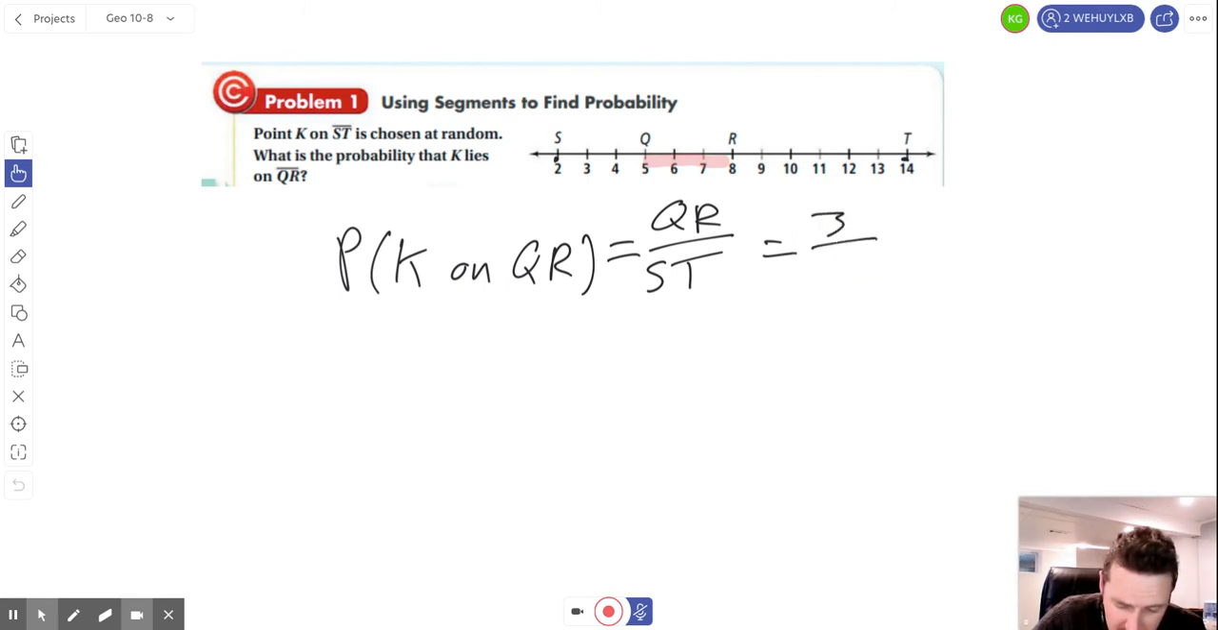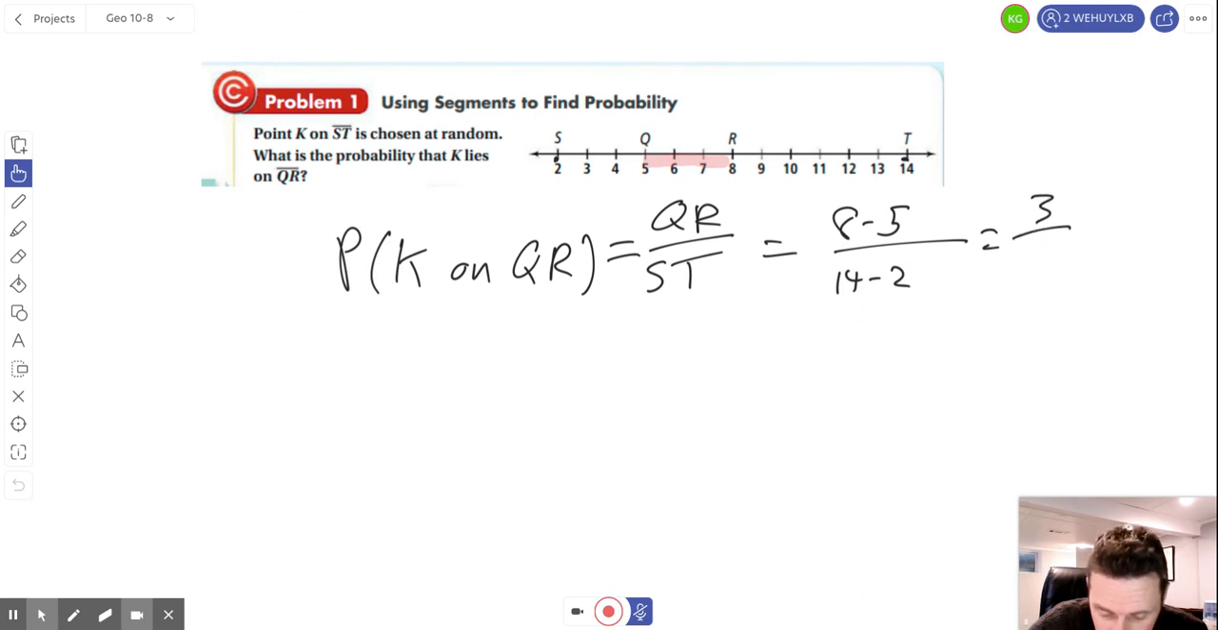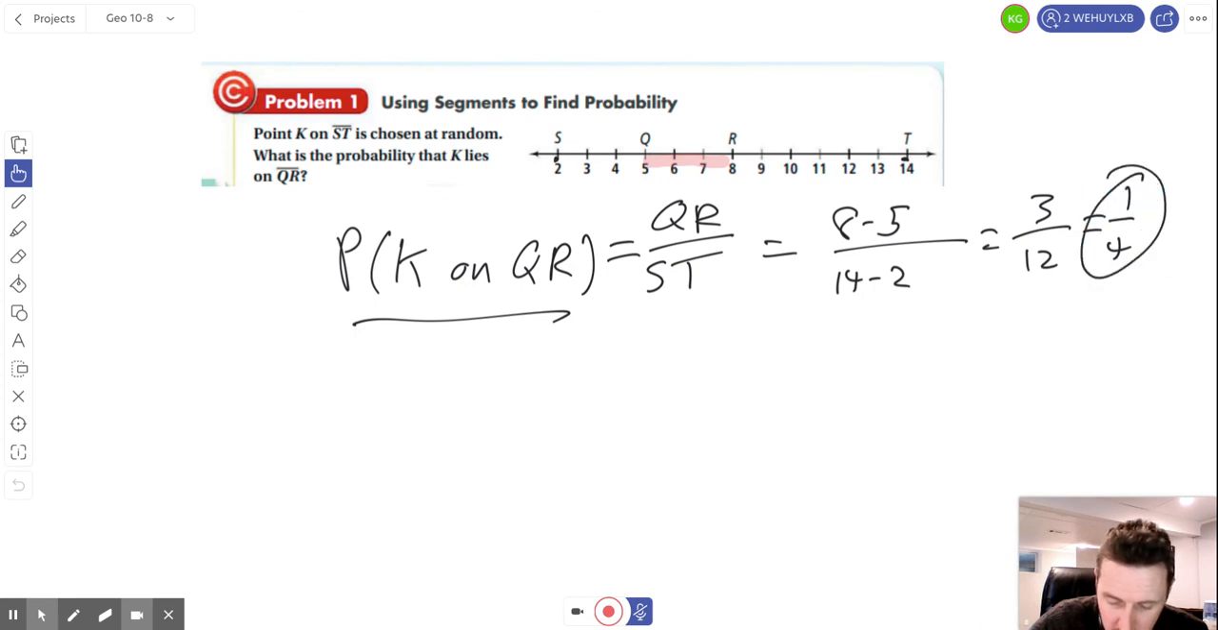The length of ST is, well, here, I'm skipping some steps. The length of QR is the position of R minus the position of Q, the difference between R and Q. So it's 8 minus 5. And the length of ST is the position of T minus the position of S, the difference between those two. And so 8 minus 5 is 3, and 14 minus 2 is 12. So it is 3/12. Those are both divisible by 3, so that is also 1/4. So what is the probability? Probability QR is 1/4.